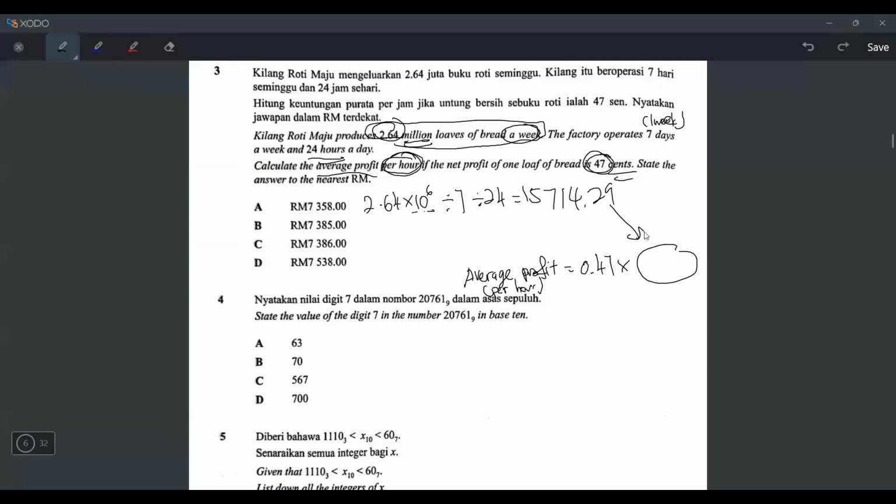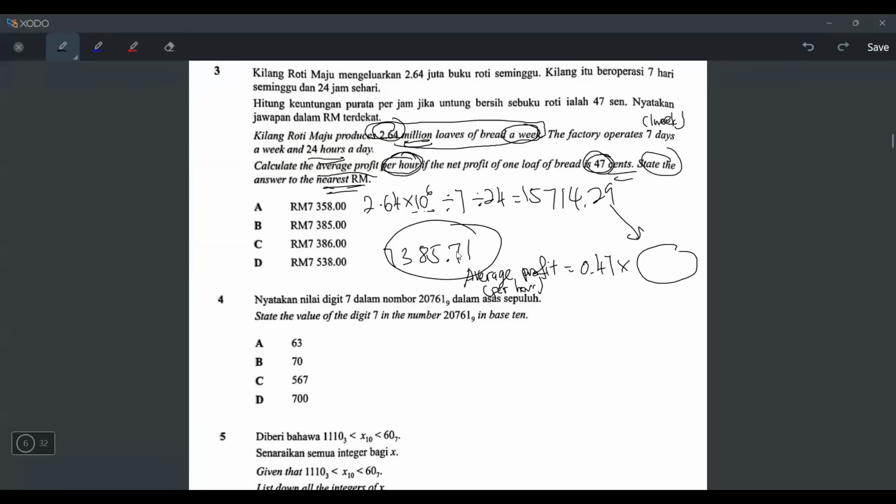15714.285, so 29. So you can transfer this answer here and then answer times 0.47. Okay, the answer is 7385.71, right? So is there any answer here? Okay, there's no answer here, right? The reason why there's no answer here is because they asked us to state the answer to the nearest RM.